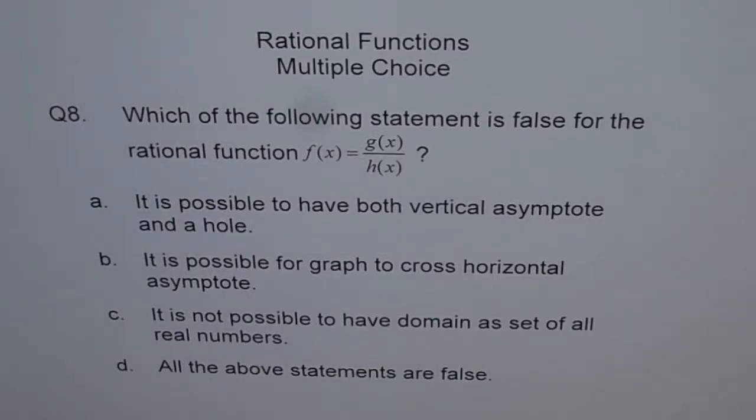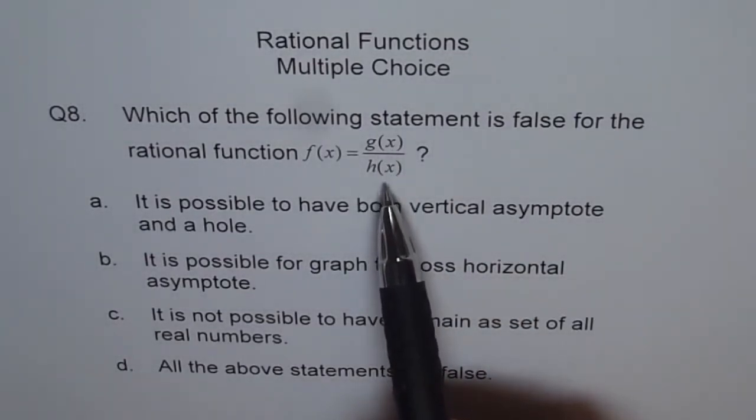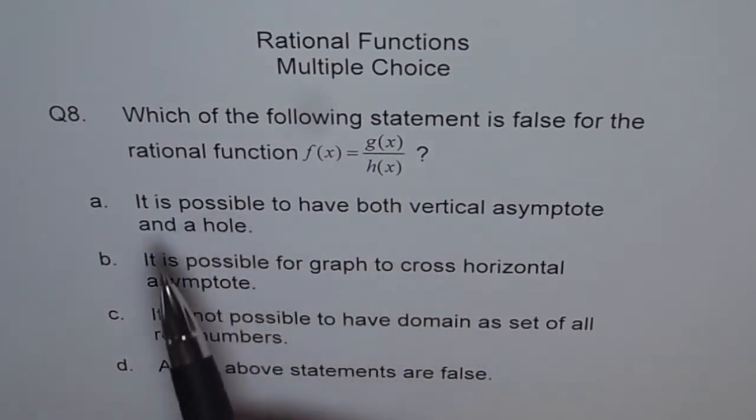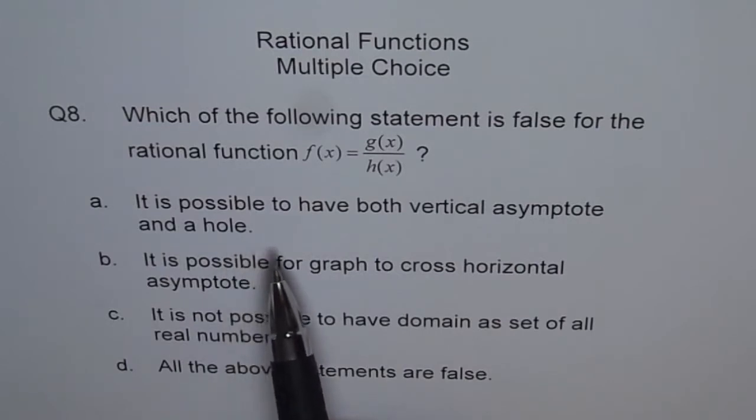Question 8. Multiple choice, rational functions. Which of the following statements is false for the rational function f of x equals g of x over h of x? In a rational function, both of them are polynomials, where h of x cannot be 0. It is possible to have both a vertical asymptote and a hole. Yes, it is. Can you give me an example?